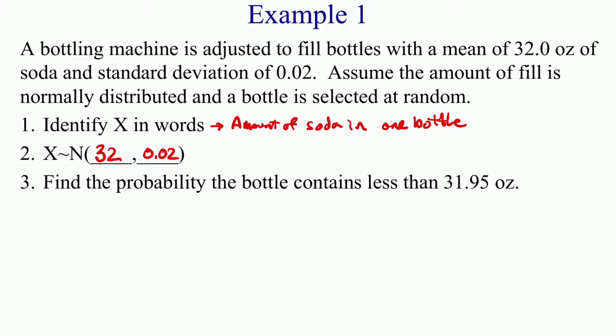So the next thing, I want to find some probabilities. Let's go ahead and find some. Find the probability that the bottle contains less than 31.95 ounces.